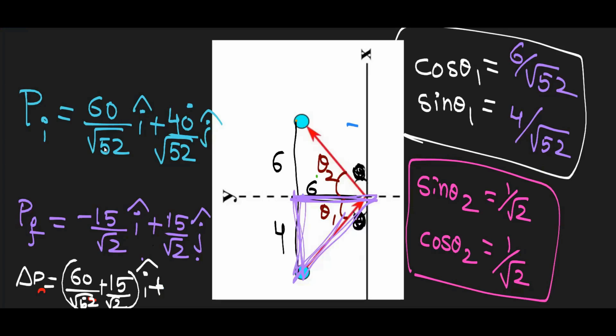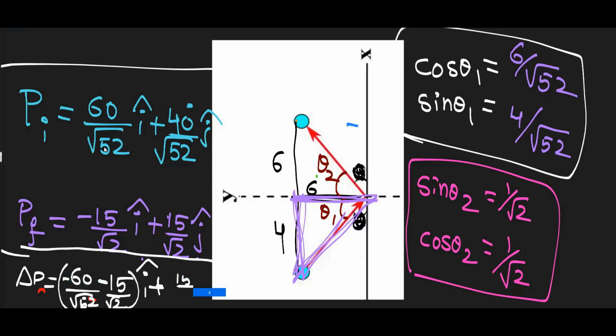Vector subtraction and addition are difficult only after writing the vectors. So shouldn't it be minus 15 by root 2 minus 60 by root 52 I cap? I didn't understand now. Oh, P final plus P initial. Okay, correct only. Okay, no problem. Next step. 15 by root 2 minus 40 by root 52 J cap.